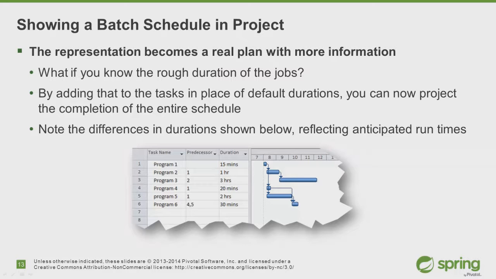So you can see by putting those durations in, we now see that program 3 will execute somewhere after midnight, or after 12 anyway. And the differences in durations indicate that program 5 runs for much longer, 2 hours, much longer than program 4, which is only 20 minutes. But again, you'll notice program 6 only begins when programs 4 and 5 are both complete.